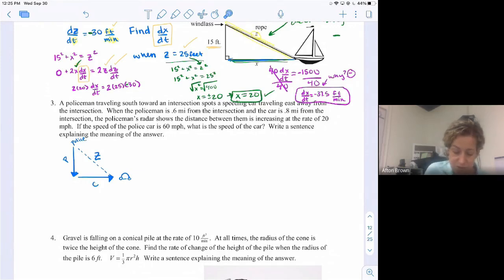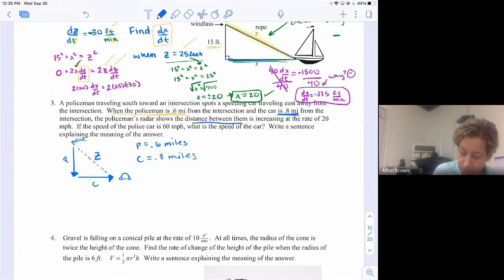Then it says when the police officer is 0.6 miles from the intersection. So this statement right here, I would write P equals 0.6 miles. The car is 0.8, so I'll say C is 0.8 miles. So those are the moment at this time that we're concerned with. It says the policeman's radar shows the distance between them. The distance between them, I'm calling that Z. So the distance between them would be like the hypotenuse of this right triangle. Okay, and they're saying it's increasing, which means it'd be a positive rate at 20 miles per hour.